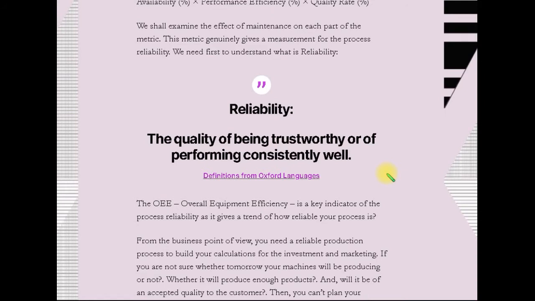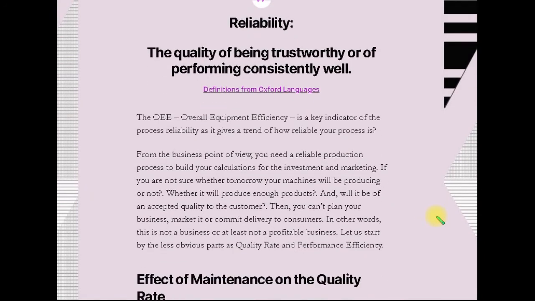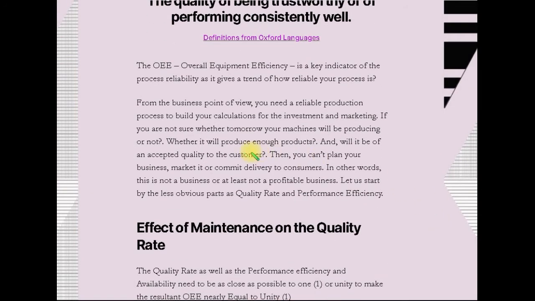Tomorrow, will our machines be producing or not? So we need to make sure of that reliability, that you can trust your machines, whether they will produce enough products, and whether the products produced will be of good, accepted quality. We need to make sure that our manufacturing process is reliable. It should fulfill these three items. It should produce what we need tomorrow in enough quantities and in good quality.